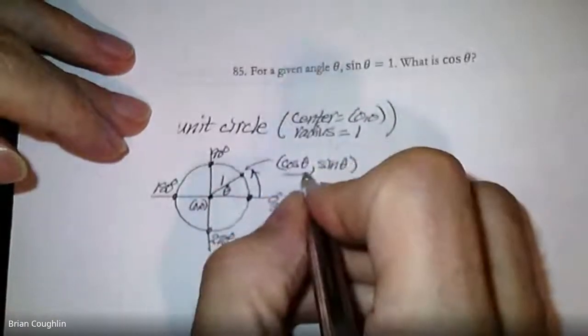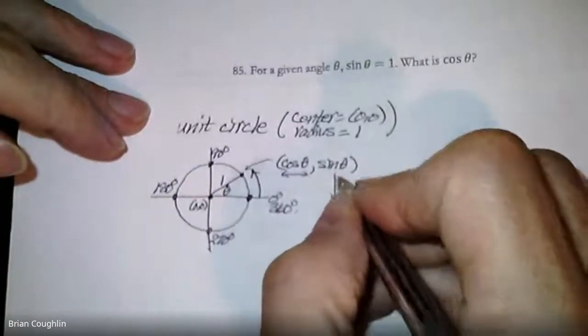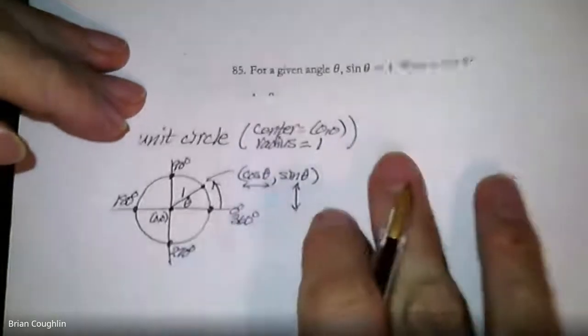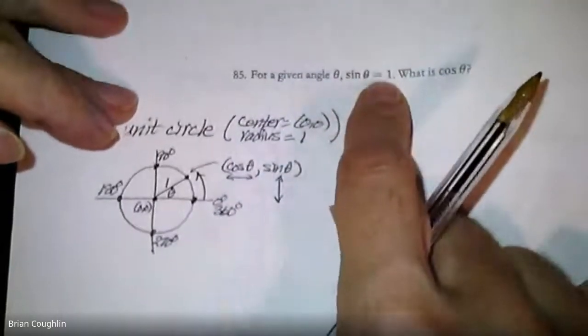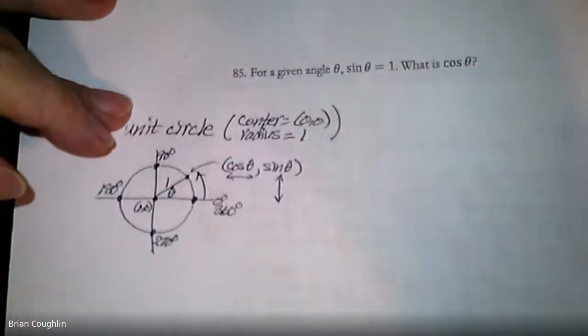So cosine of theta is how far over your point is, left, right. And sine of theta is how far up or down your point is. Now, we've got a kind of an odd one here. It says that the sine of theta is equal to 1.